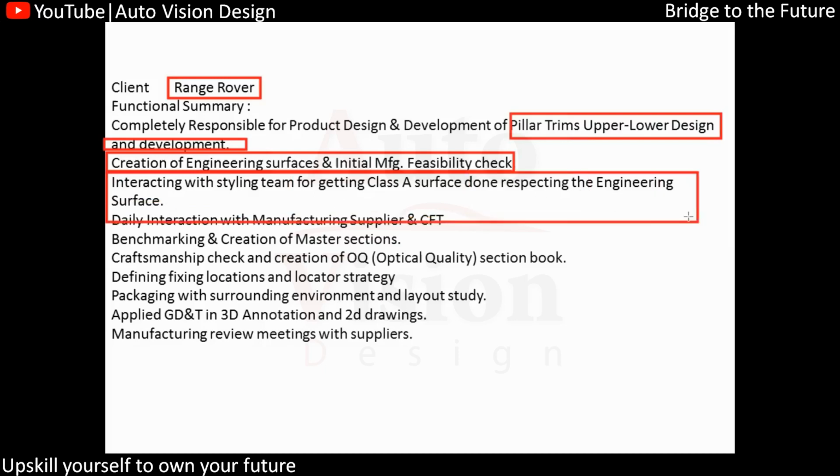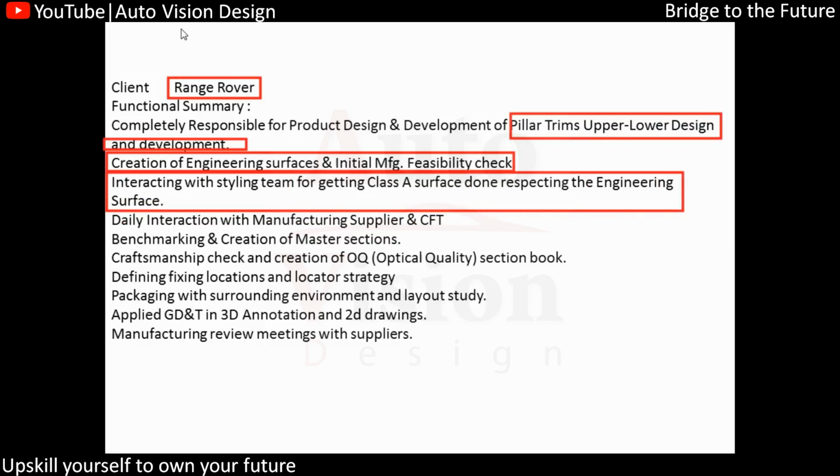We are helping the studio department implement the changes we are adding in the engineering surfaces, and that we need to add in our CV. Then daily meeting interaction with cross-functional teams. If you are holding meetings with CAE, with the mold flow team, with the supplier or studio department, you need to mention that over here. Even the assembly team, manufacturing team. Then benchmarking, master section, craftsmanship, again gap and flush, PQ, OQ, we are going to add. Then fixation and location with the help of the 3-2-1 principle, packaging with the surrounding parts, environment and the layout study.